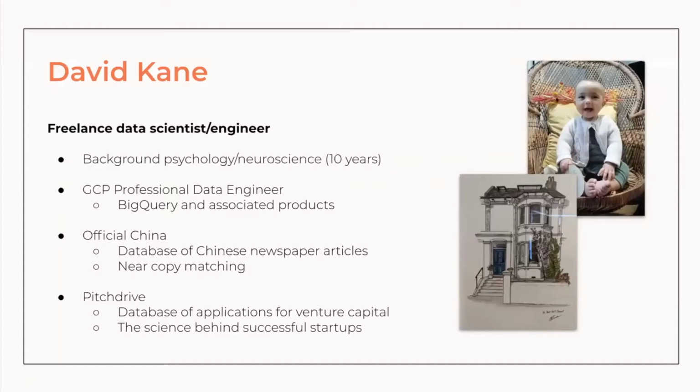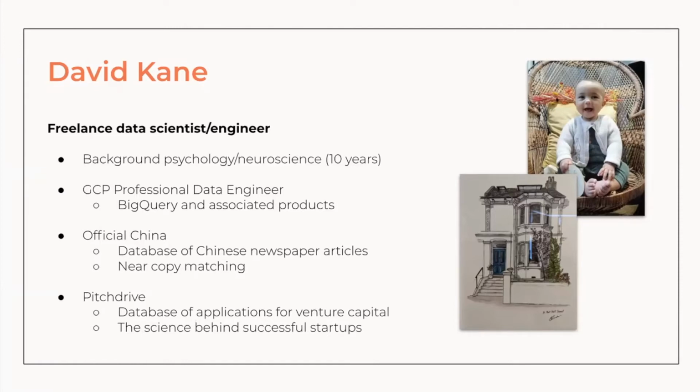First of all, I'll just tell you a little bit about me. My name's David Kane. I've got a background in psychology and neuroscience, which I worked in for 10 years. And 3 years ago, I came back to the UK and started a career in data science and data engineering. In that time, I also had a baby. That's young Penny Kane up there, and we've been renovating a house.